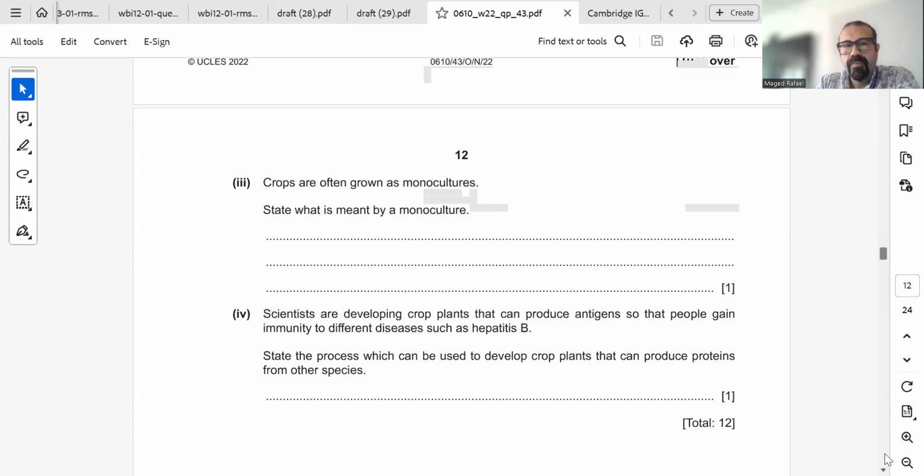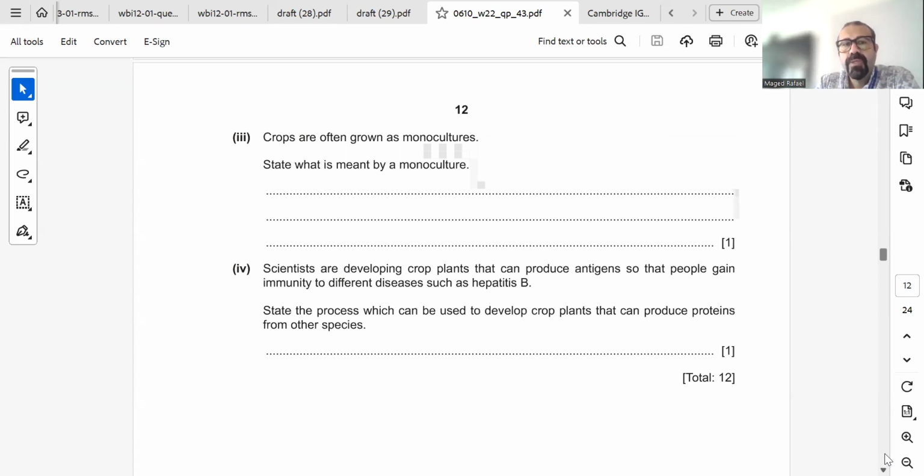Triple I. Crops are often grown as monocultures. State what's meant by monoculture. يعني ايه monoculture؟ One mark.